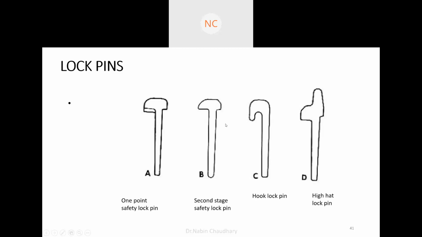And this is the second stage safety lock pin, and it leaves a space of approximately 0.020, so that 0.020 inch Australian archwire can be used during the second stage of treatment. And this is the hook lock pin, and this hook lock pin is used when the major distal uprighting of the tooth is not required.